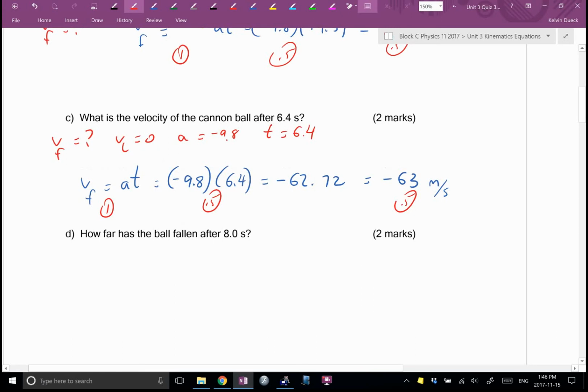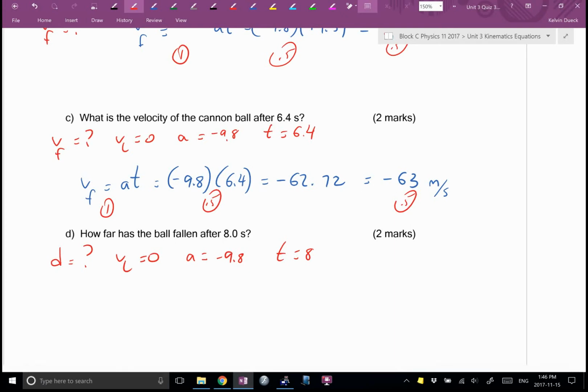D, how far has the ball fallen? That's asking me to find D. I still know VI is 0. I still know A is negative 9.8. This time T is 8 seconds. Which equation? I'm going to use D equals VIT plus a half AT squared.